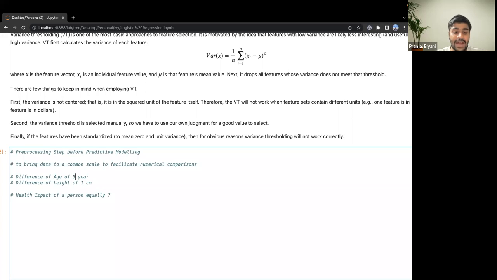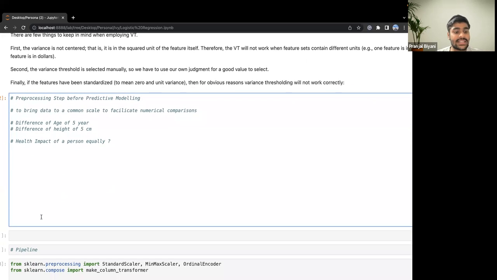Okay, let's consider 5 years and 5 centimeters. Now, a 5 centimeter height difference will not create that much impact, but a 5-year age difference will create a definite impact. Yes or no? So the idea is the computer, or the models, do not know that 5 units of age and 5 units of height are not the same. For the model, 5 is a number, right?